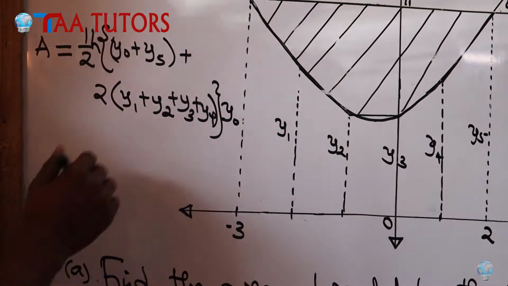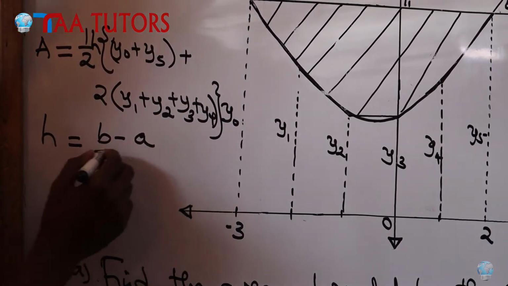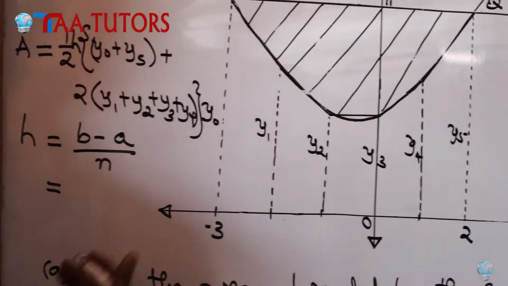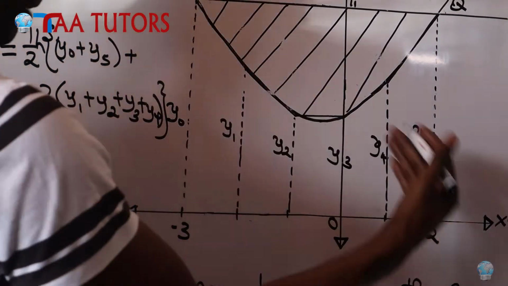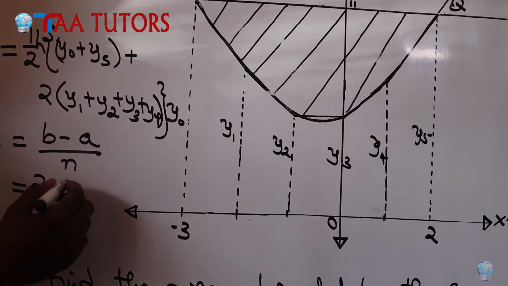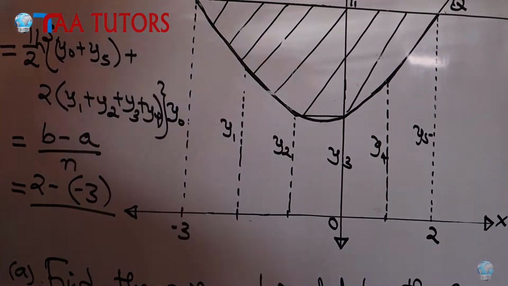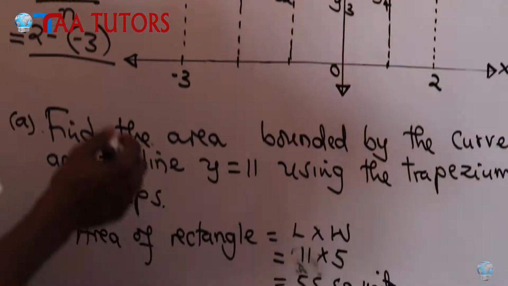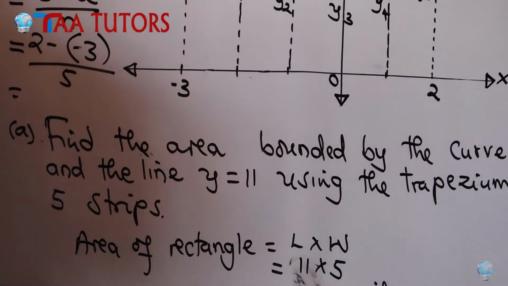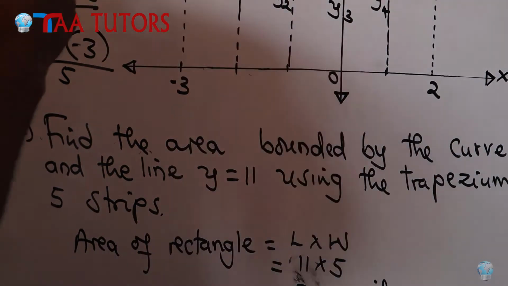So for us to get h, we say that h equals b minus a over n. The lower limit is a and the upper limit is b. So the upper limit is 2 minus the lower limit, negative 3, over n, where n is the number of trapezia. In this case, we have been told there are 5 strips. So divide by 5. 2 minus negative 3 is 5, divided by 5 is 1. So h is 1.